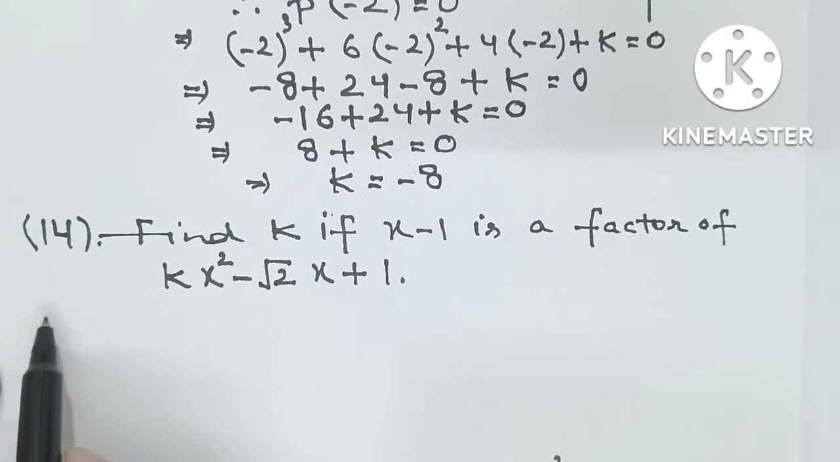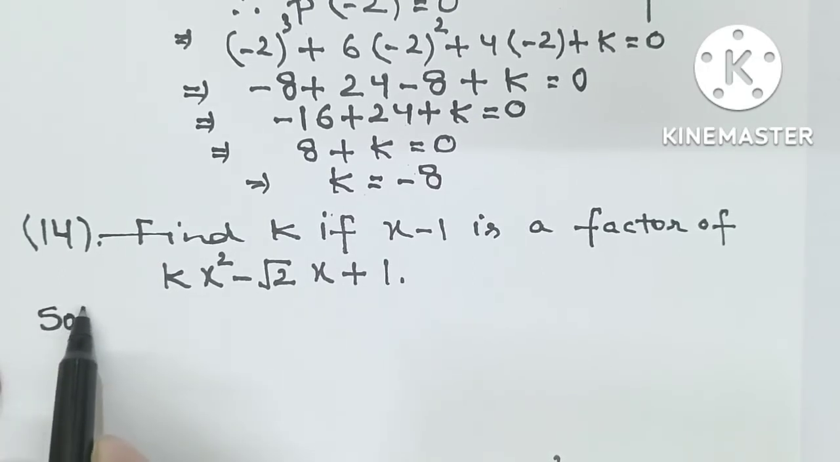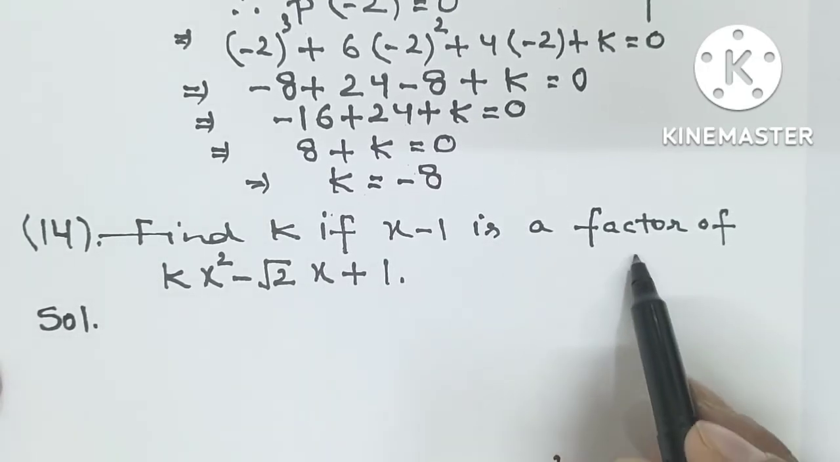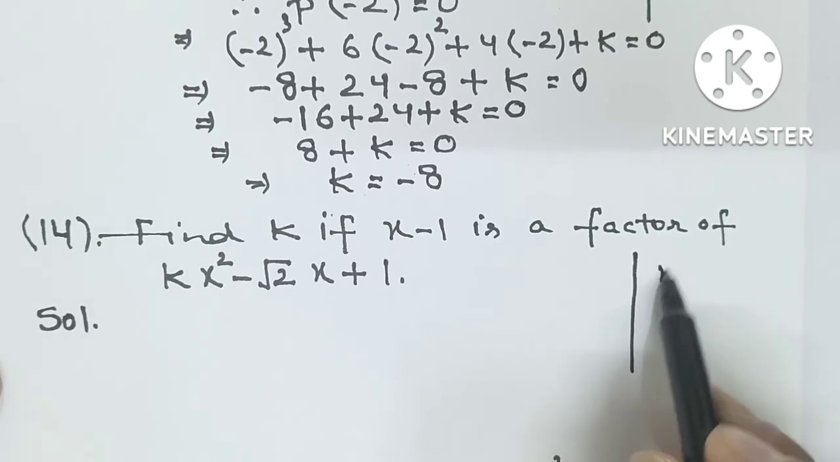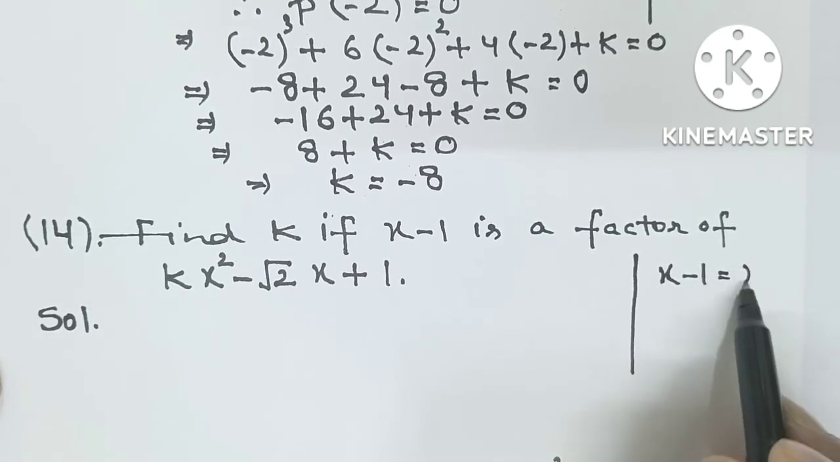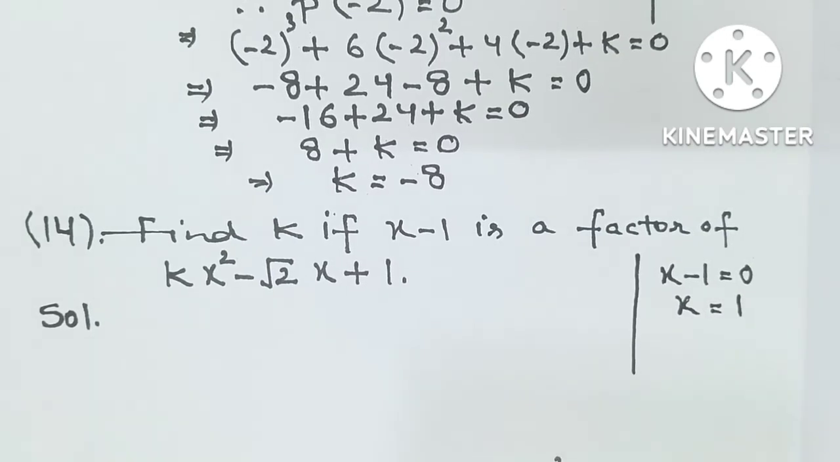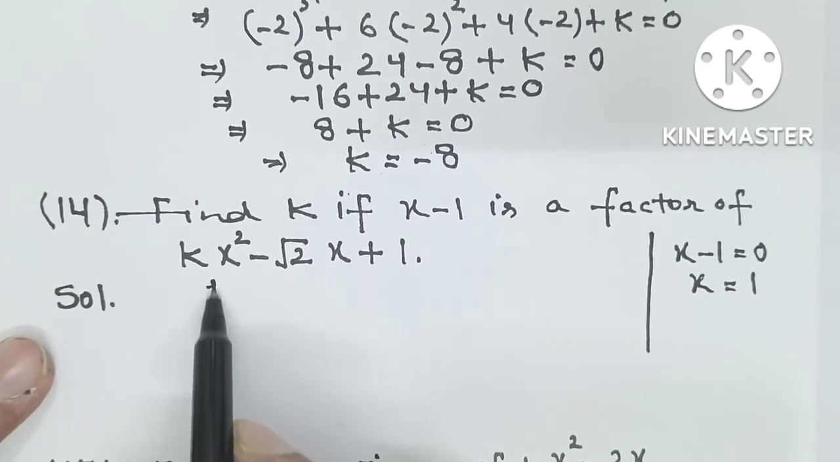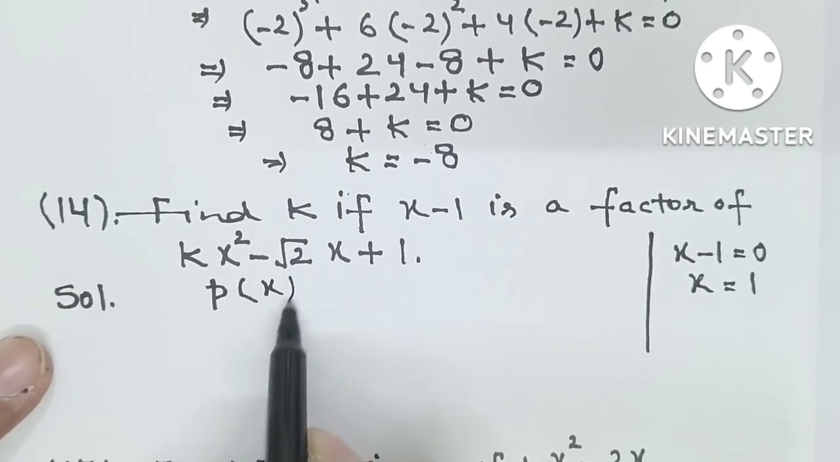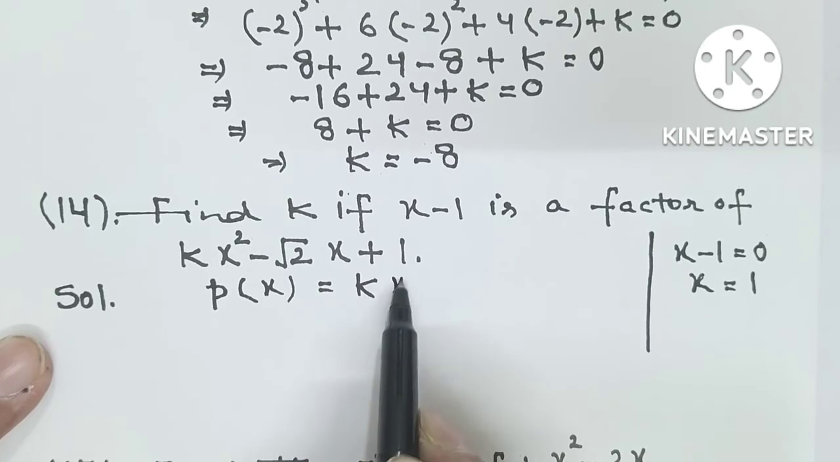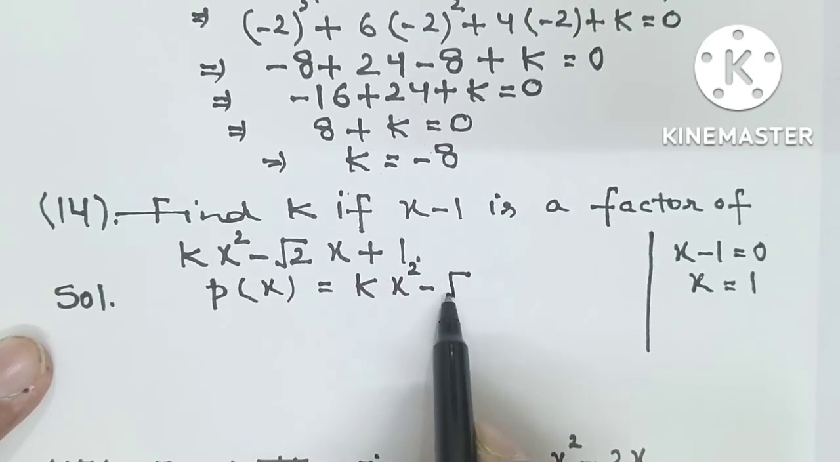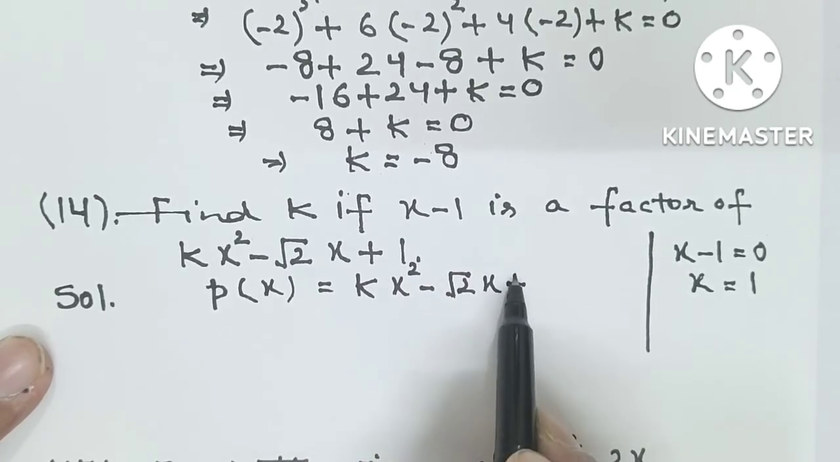Now next question. Find k if x minus 1 is a factor of this. So x minus 1 can be equated to 0. So x will be equal to 1. So we can say that 1 is the 0 of x minus 1. So you are given p of x as kx square minus under root 2x plus 1.